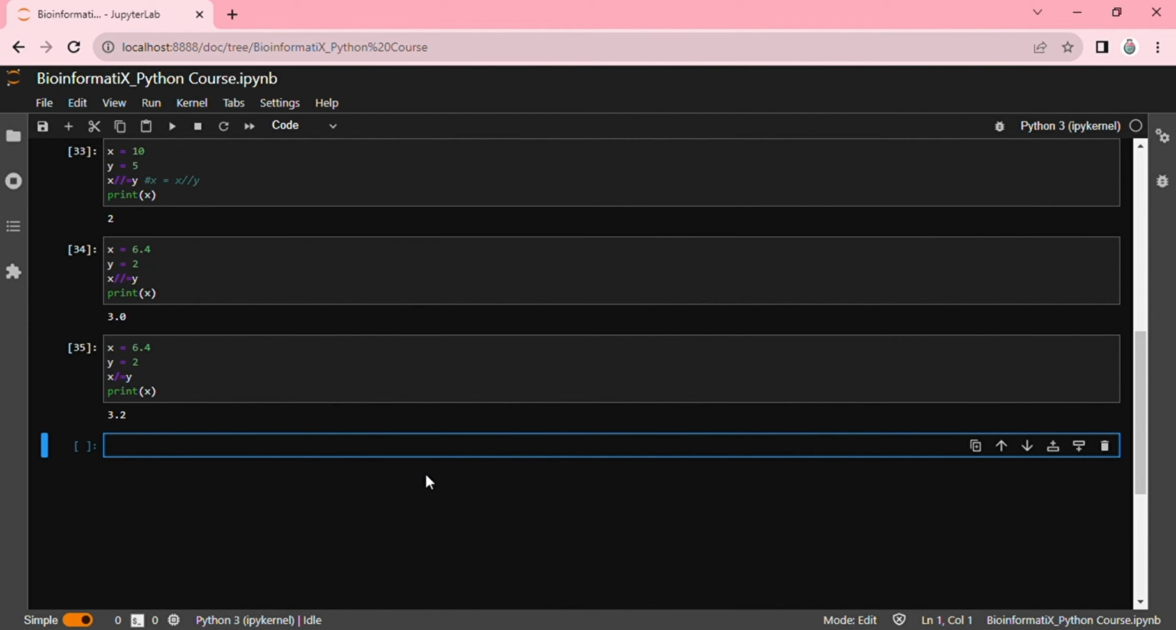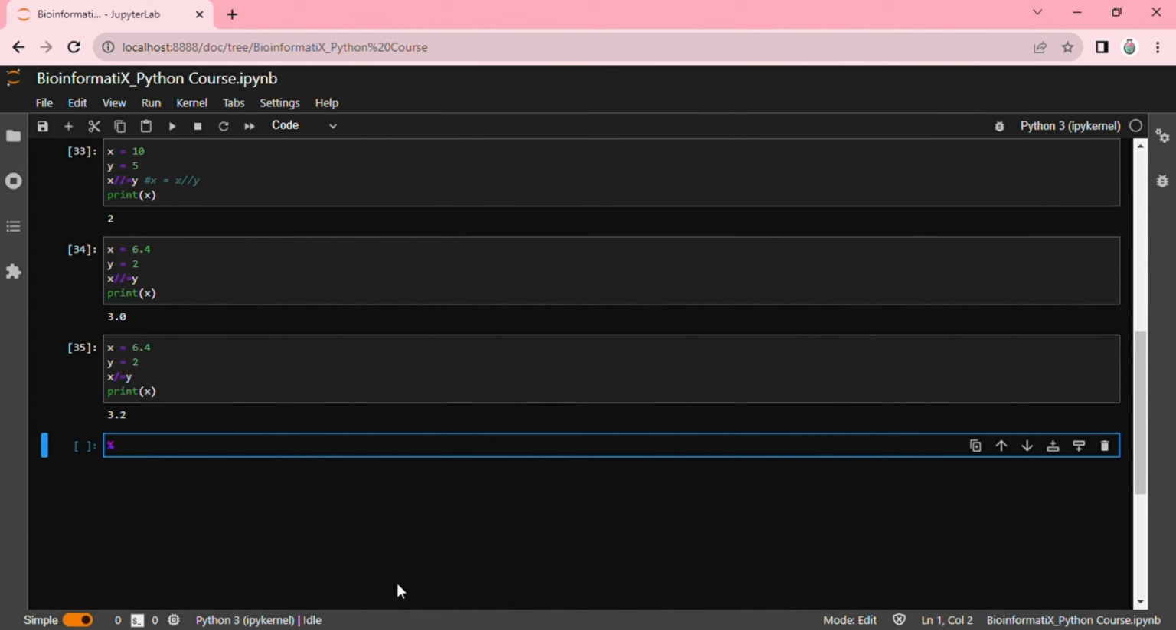Now, let's talk about modulus and the augmented assignment. The modulus operation in Python, denoted by the percentage symbol, is a mathematical operation that calculates the remainder when one number, the dividend, is divided by another number. The result of the modulus operation is the remainder left after the division is completed. For example, we have two numbers, A is the dividend and B is the divisor. The modulus operation will be A modulus B. It calculates the remainder when A is divided by B.